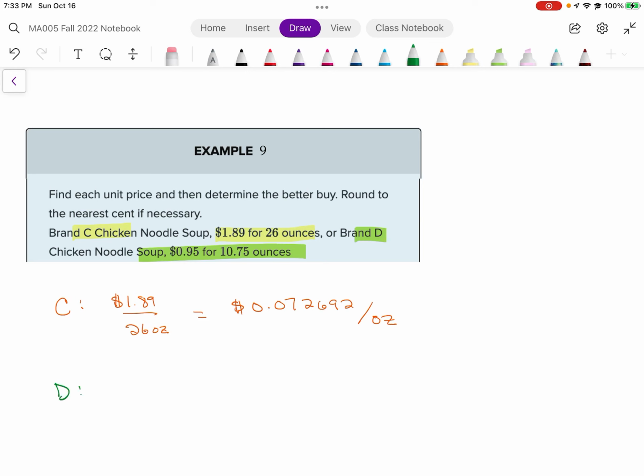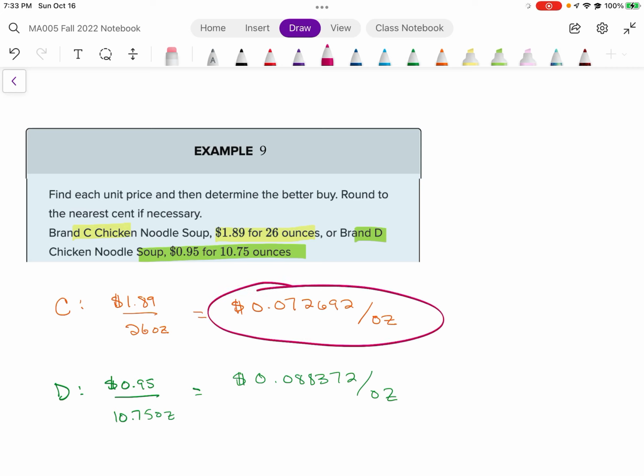And brand D is going to be 95 cents for 10.75 ounces. So again, just put that in your calculator. Dollars is going to go on top. And we get 0.088372 per ounce. So that's the dollars per ounce. Which one is a better buy? Hopefully you see that it's this one. This one is a better buy.